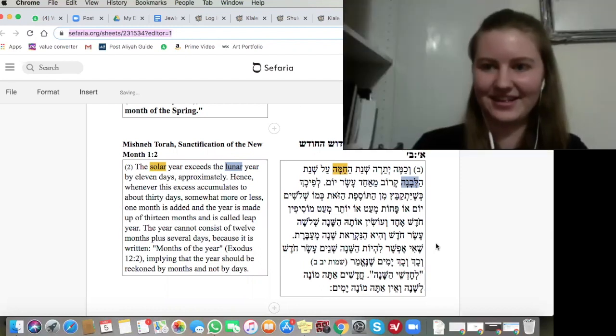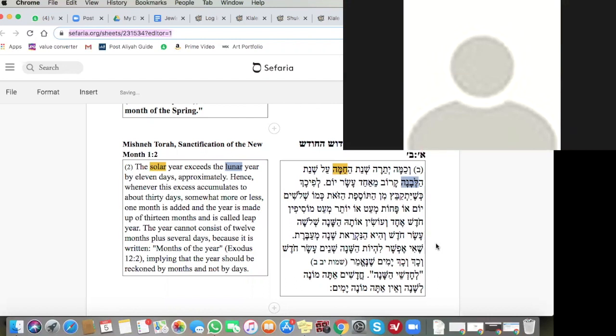The solar year exceeds the lunar year by 11 days approximately. Hence, whenever this excess accumulates to about 30 days, somewhat more or less, 1 month is added and the year is made up of 13 months and is called a leap year. The year cannot consist of 12 months plus several days, because it is written months of the year, implying that the year should be reckoned by months and not days.